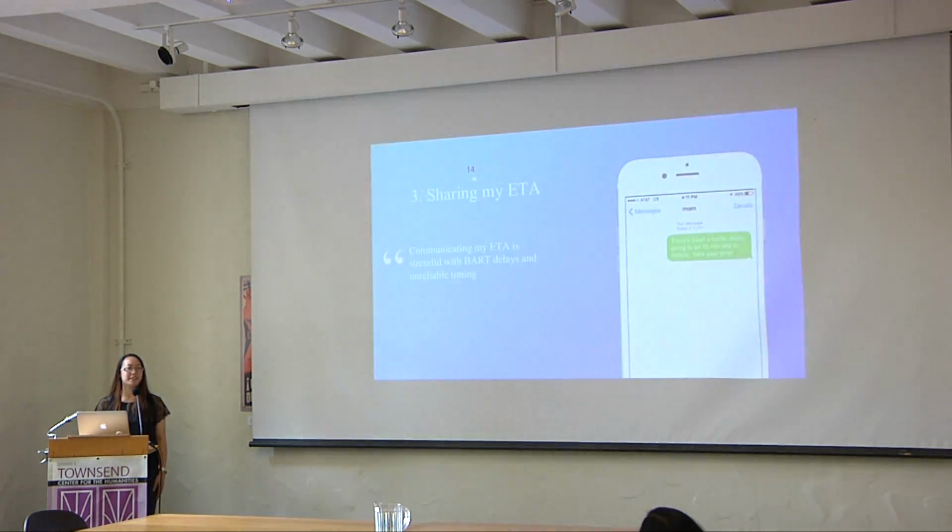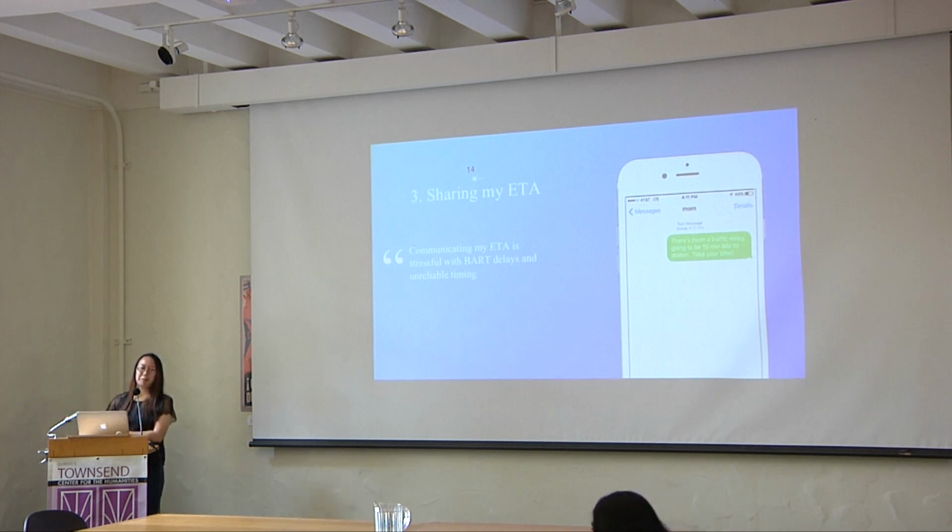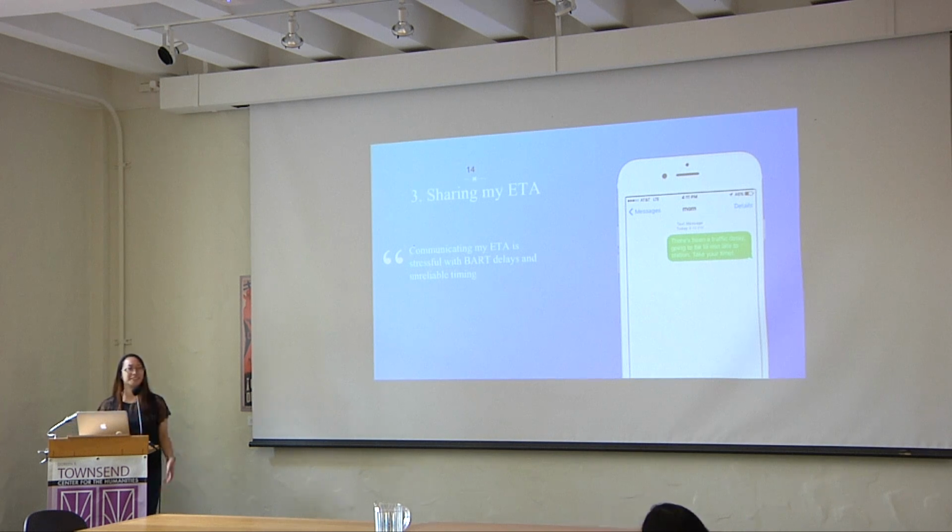The third issue is communication, sharing your ETA with other people when you want to coordinate with them. If you're telling someone, oh, I'm going to be there by 1 p.m., it's hard to give them an accurate time because sometimes there are unexpected BART delays, it just stops, or there's some sort of accident. So it's hard to communicate with people, especially when you're on the BART system.